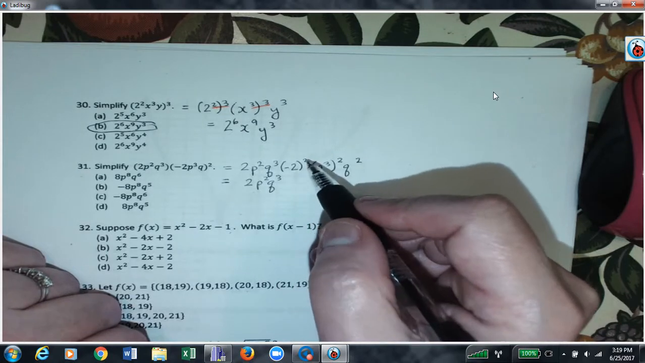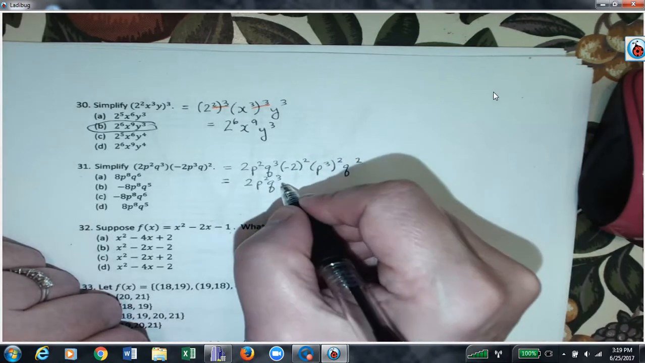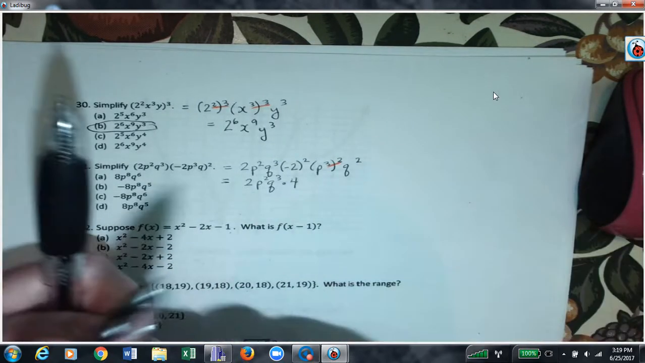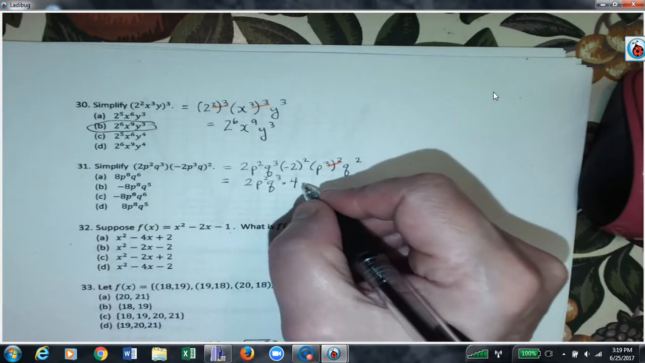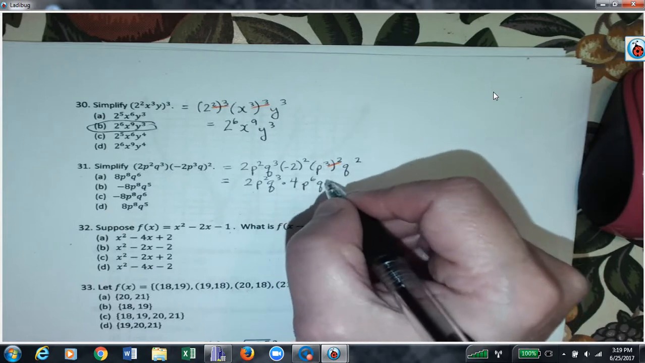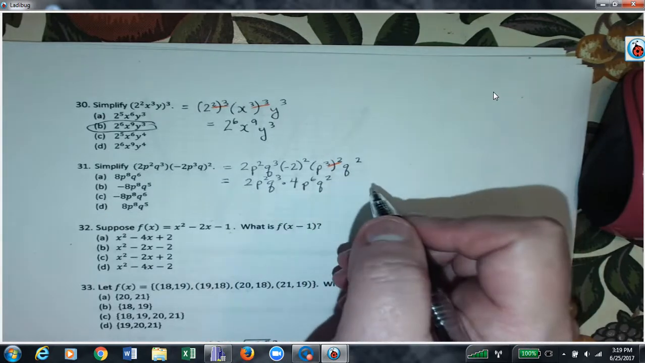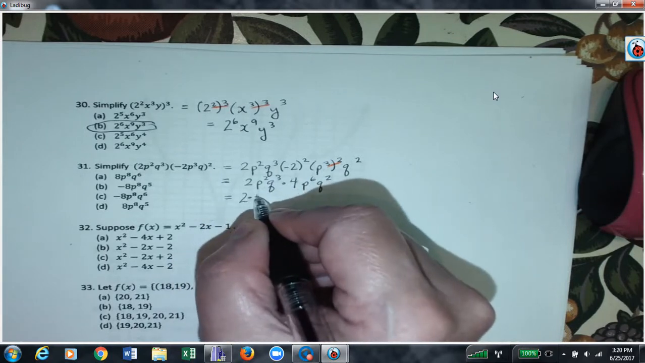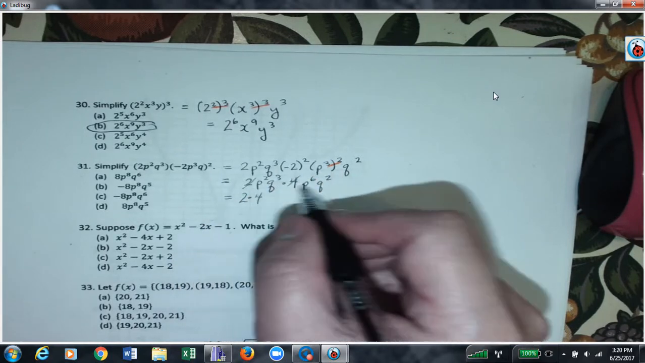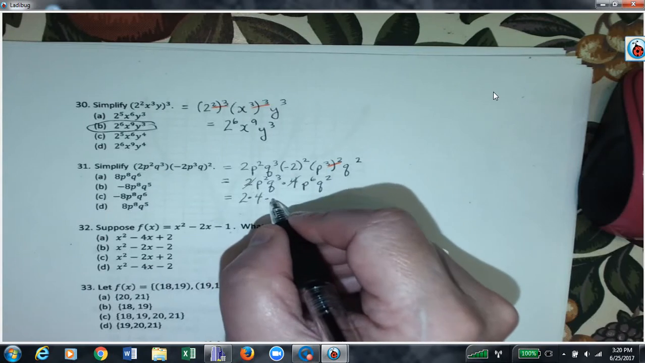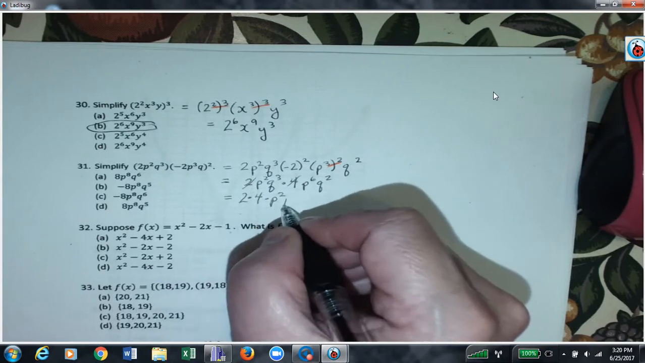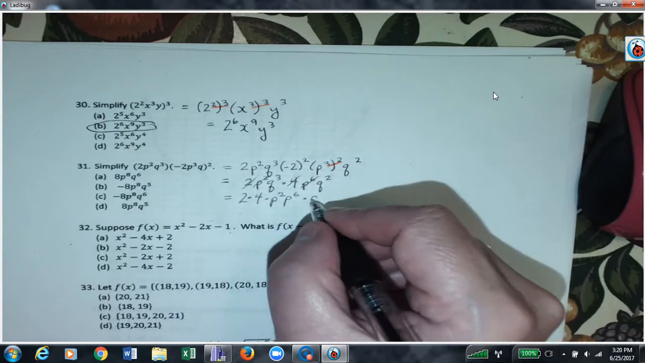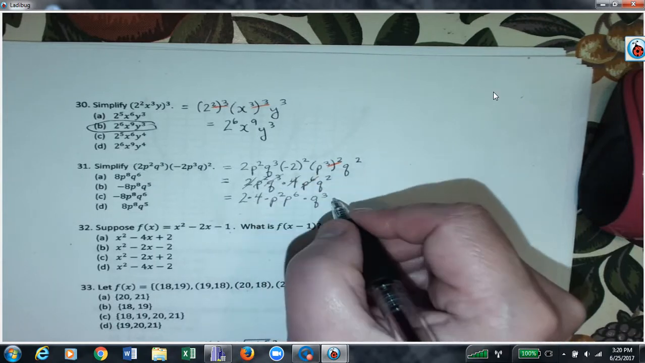-2 in parentheses squared is +4. And the rules here, I multiply. So that's going to be p to the 6th times q squared. And then I'm just going to change the order. I'm going to put the numbers first because this is a product. So I'm going to have 2 times 4. Then I'm going to put the p's together. So times p squared times p to the 6th. Then I'm going to put the q's together, times q cubed times q squared.